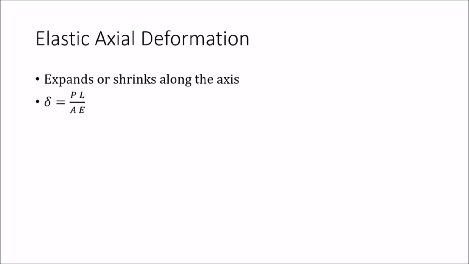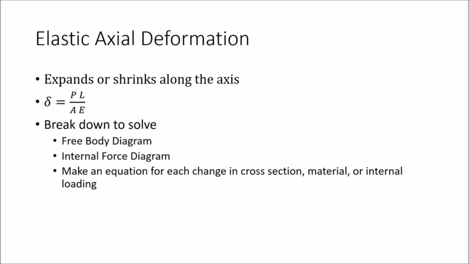Axial deformation is when a member grows or shrinks along its axis. Usually this is due to forces acting on the member. We use the equation PL over AE to describe this, which is a derivation of Hooke's law, normal stress, and the definition of strain. It helps to break down the member into several parts.